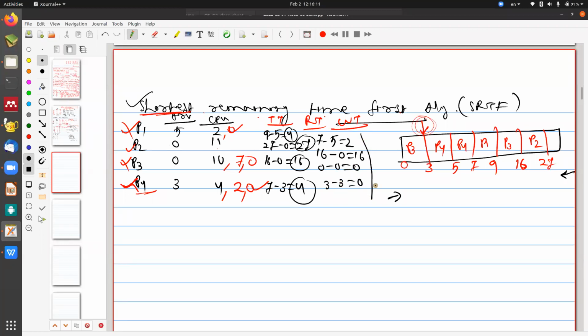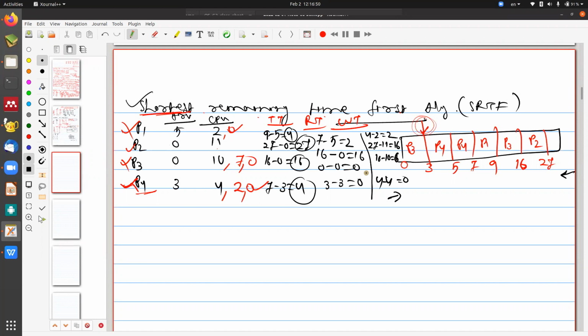Okay, now the waiting time. What is the waiting time? The turnaround time is 4, and the work done is 2 hours. So 4 minus 2 becomes 2. Then the turnaround time is 27, work done is 11, so 27 minus 11 will be 16. Then the turnaround time is 16, so 16 minus 10 becomes 6. Then the turnaround time is 4, and the work done is 4, so 4 minus 4 becomes 0. Got it? In this way, you can solve shortest remaining time first problems.